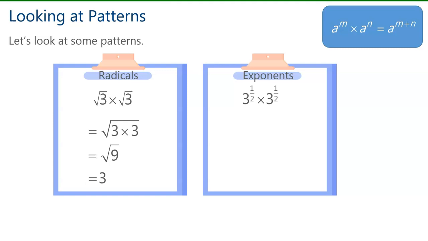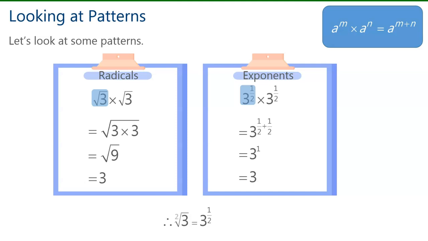Recalling our product of powers rule in the upper right hand corner, we get 3 to the 1/2 plus 1/2 because we add the exponents because they have the same base. 1/2 plus 1/2 is 2 over 2, which is 1, and 3 to the 1 is 3. So these operations appear to be equivalent. It also looks like the root of 3 is equivalent to 3 to the 1/2. So the square root of 3 equals 3 to the 1/2.